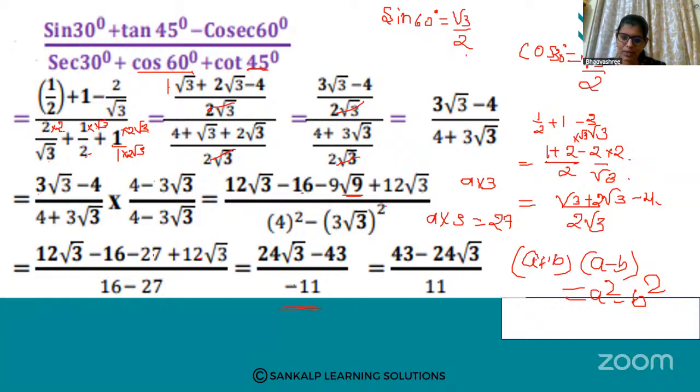So in order to remove this minus sign, we'll multiply by minus 1. Then minus into minus becomes plus. Plus into minus, minus. Minus into minus, plus, right? So first we'll write 43 minus, minus into plus, minus 24 root 3 divided by 11. This is our final answer.